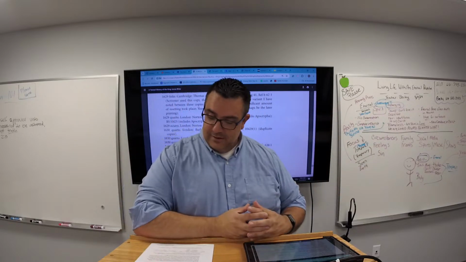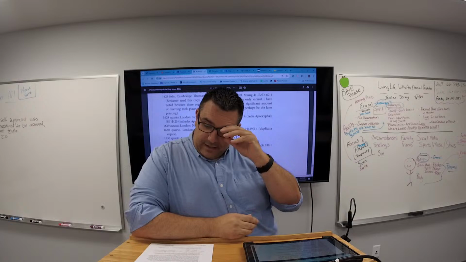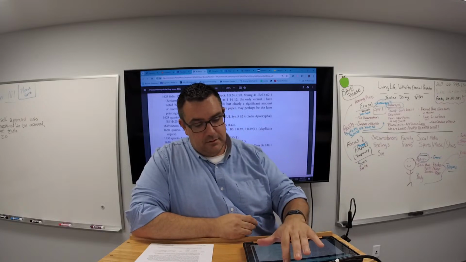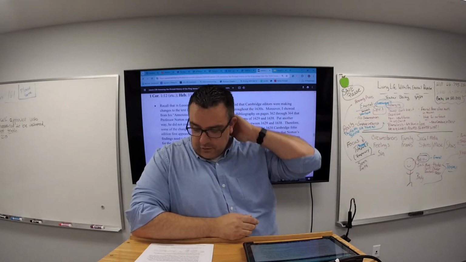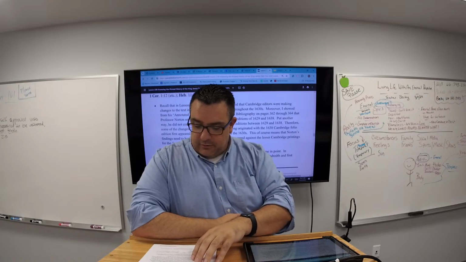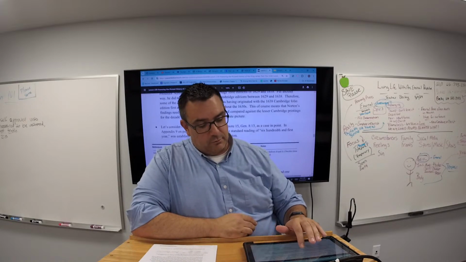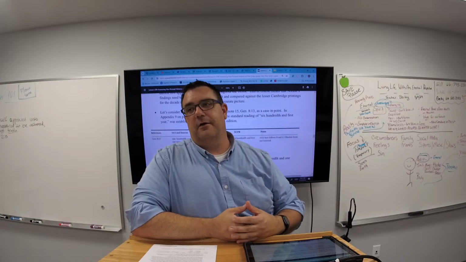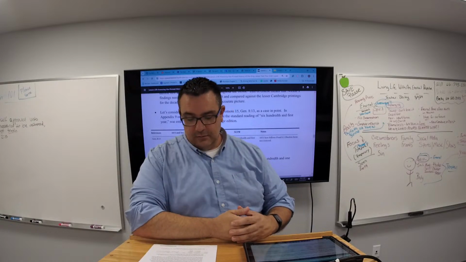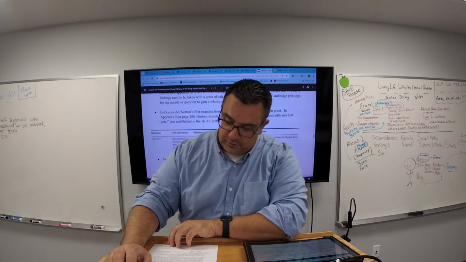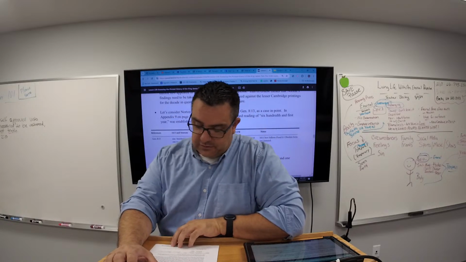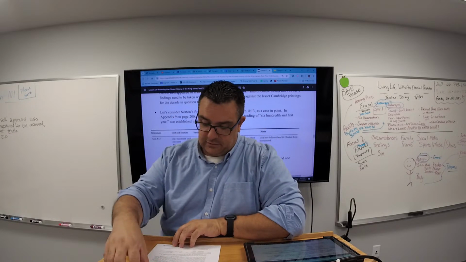Okay? All right, now, so back to the notes. This, of course, means that Norton's findings need to be taken with a grain of salt. Let's look at the next point, okay? So we're going to look at one example. We don't have time to look at 121 examples, all right? Let's consider Norton's first example from footnote 15, Genesis 8:13, as a case in point.